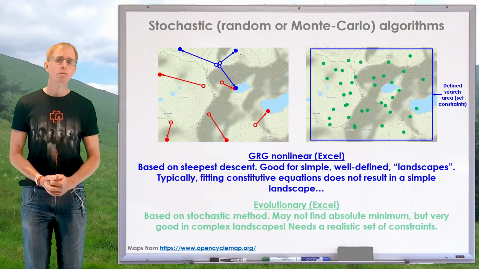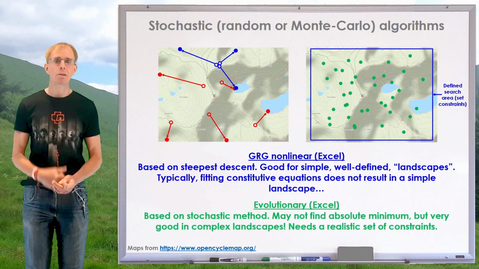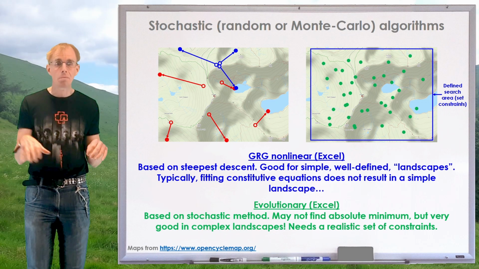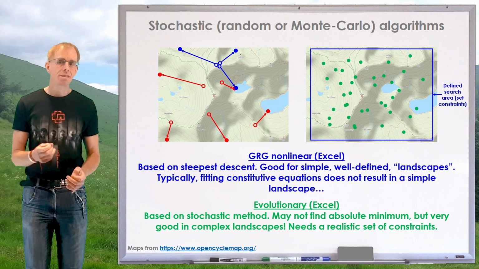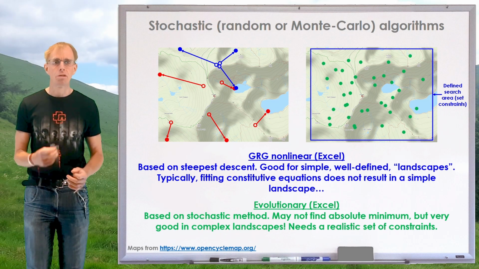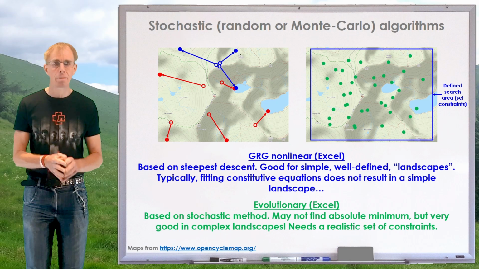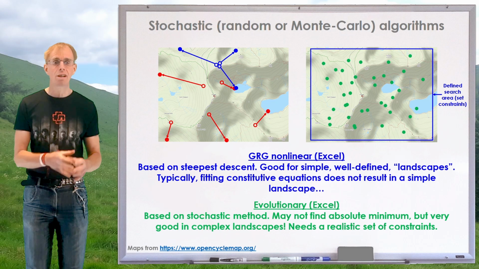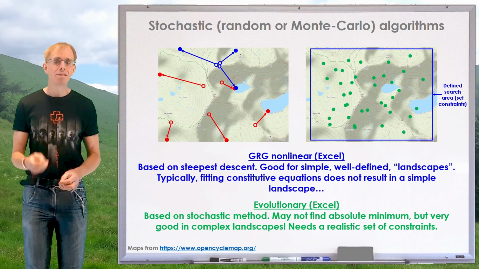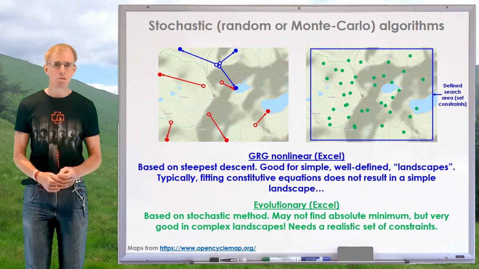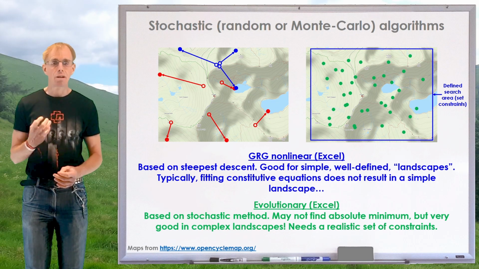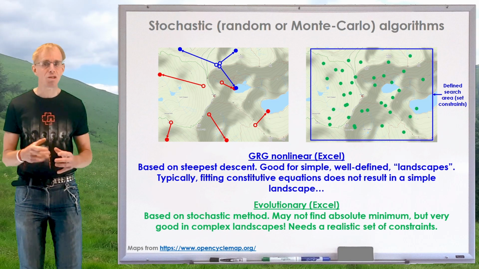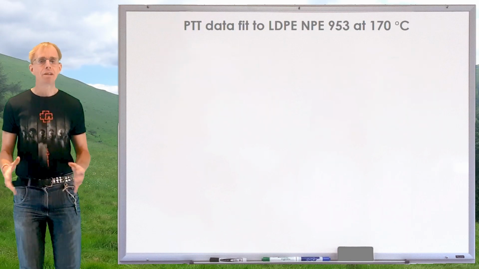The evolutionary solver within Excel is based on a stochastic method. It will have elements of steepest descent as well. Once it's chosen a location, it will try and find what the common minima are. It might take time to get to an answer because it's doing a lot of different samples to try and get to that global minimum. And you might not actually find the global minimum because of how you defined your search area in the first place. So it's an excellent algorithm for complex landscapes. It's an excellent algorithm to find the global minimum so long as you've defined a realistic set of constraints within which it's searching.